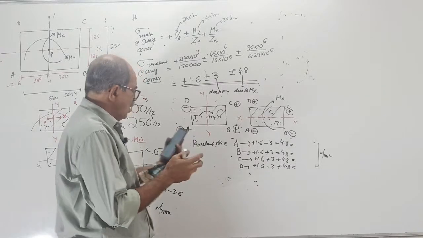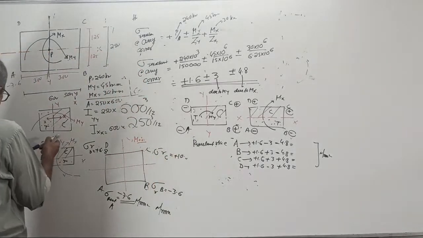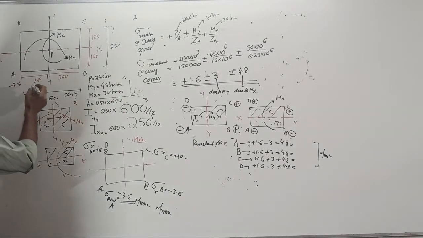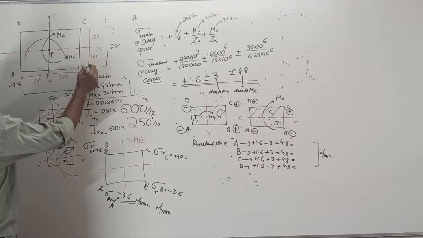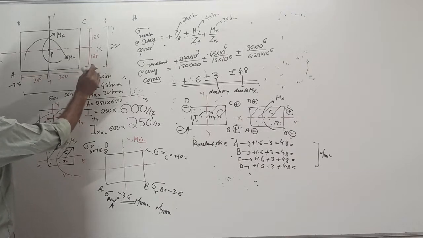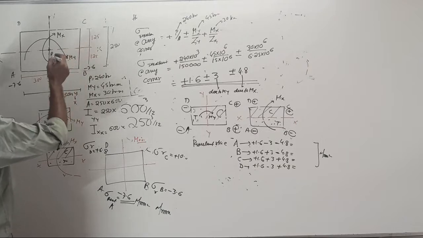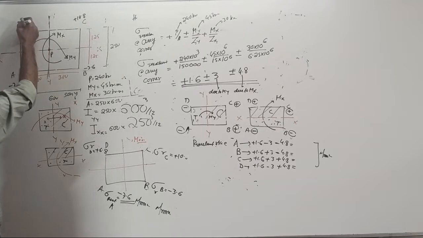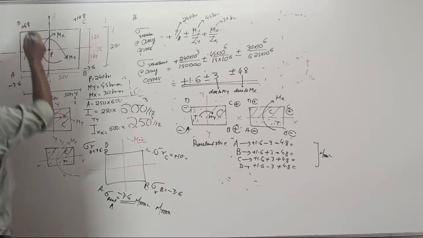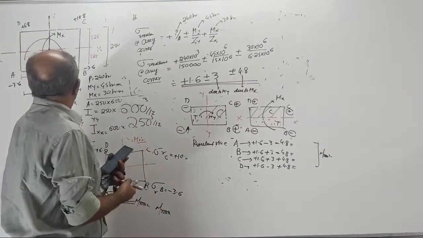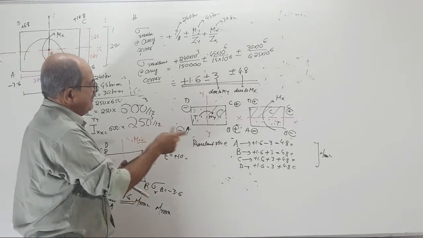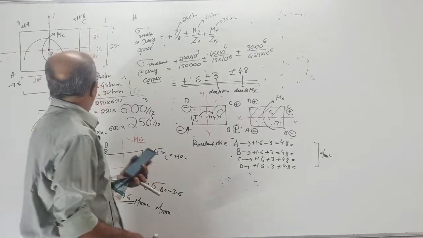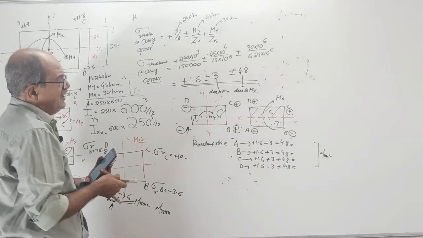You told yesterday, in the beginning of the class, the answer: A is minus 7.6, B minus 3.6, C plus 10.8, D plus 6.8. Now tell me, how much A are you getting? A, B, C, D. How much A are you getting now? Minus 6.2. You told minus 7.6.